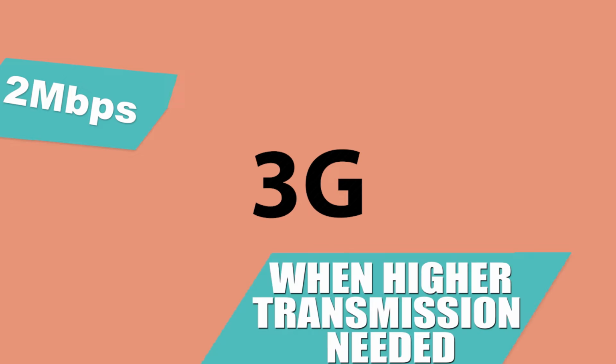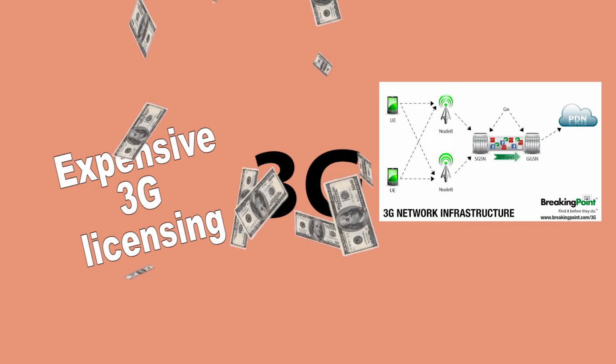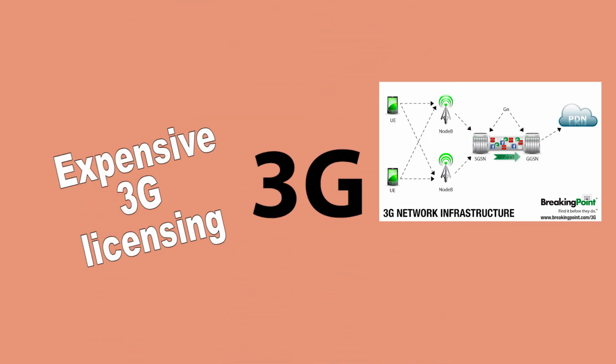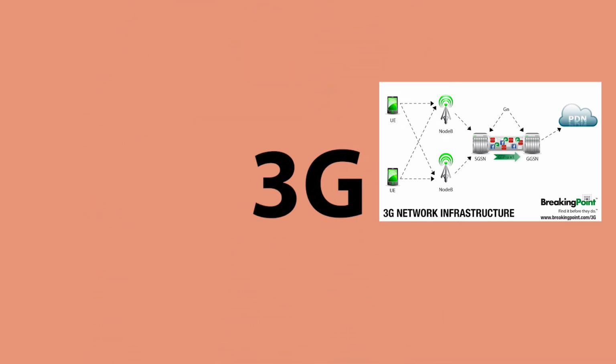3G, running at 2 megabit per second, came into place when higher transmission rate was needed. But the problems were expensive 3G licensing and the challenges that came with building 3G infrastructure.